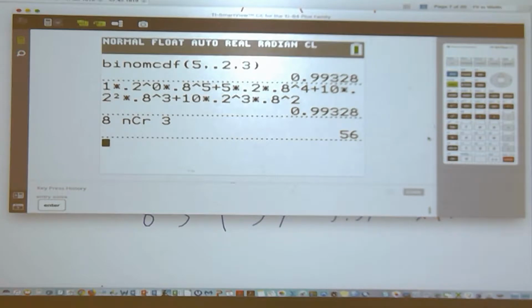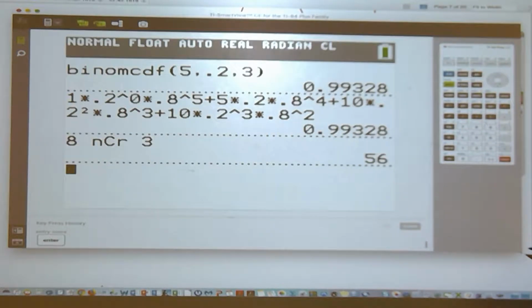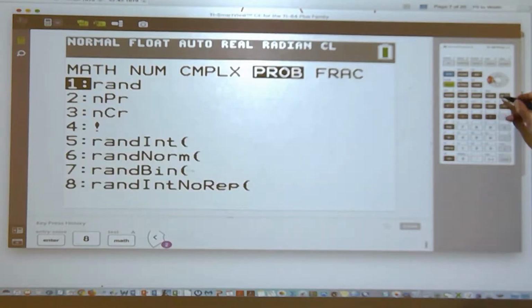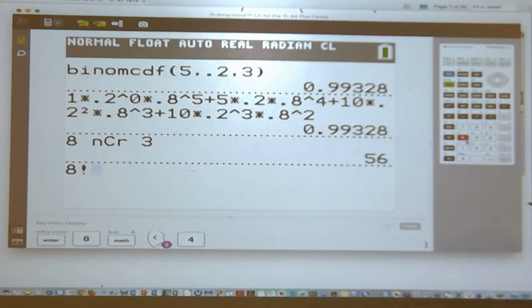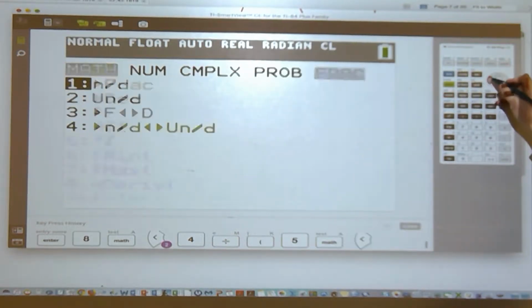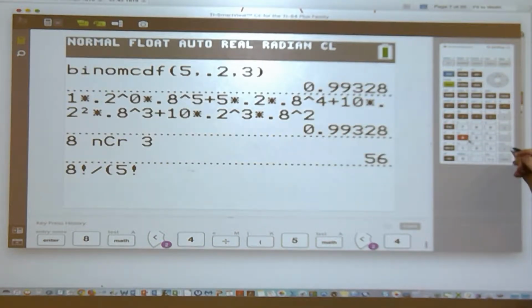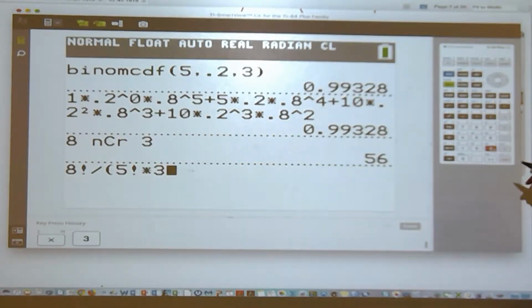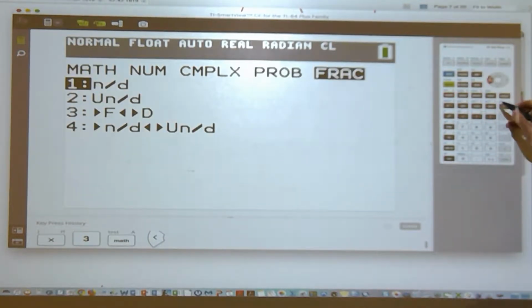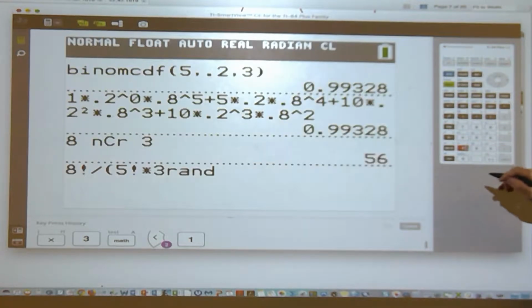Now, you do have the factorial command. Those of you who prefer to type in factorials, you can just type in 8 factorial by pressing 8, math, probability 4, 8 factorial divided by parentheses, you got to group them together, 5 math probability 4 factorial times 3 factorial, which is just 3 times 2 times 1 or 6. But you're just going to practice using this sequence.